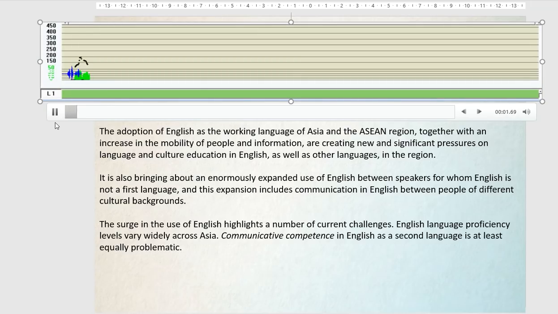The adoption of English as the working language of Asia and the ASEAN region, together with an increase in the mobility of people and information, are creating new... Now notice, friends, together went quite high, almost as this, but not as high.